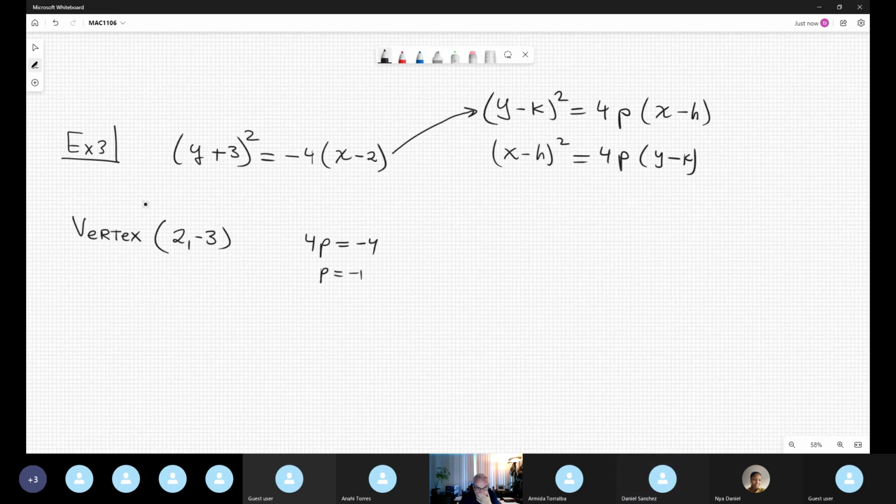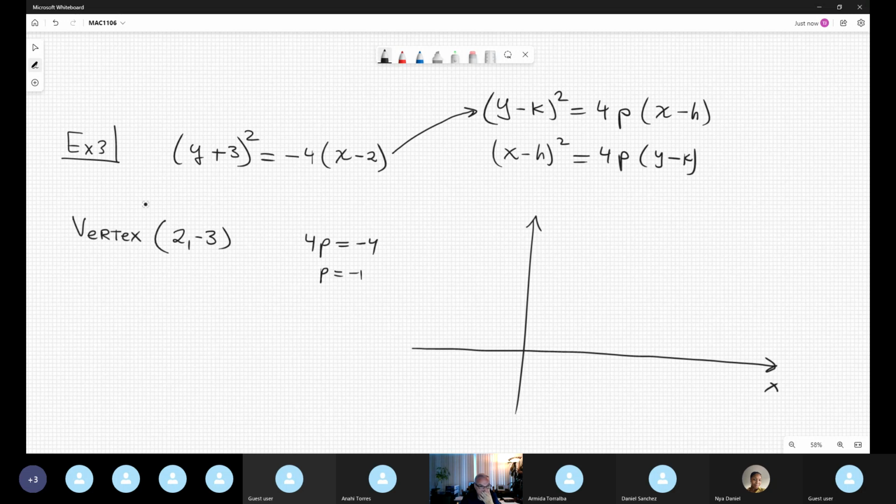Yes. So now, I try to do my best. First of all, I plot the vertex. It's (2, -3). Oops, I did it badly. No good. I erase this axis.